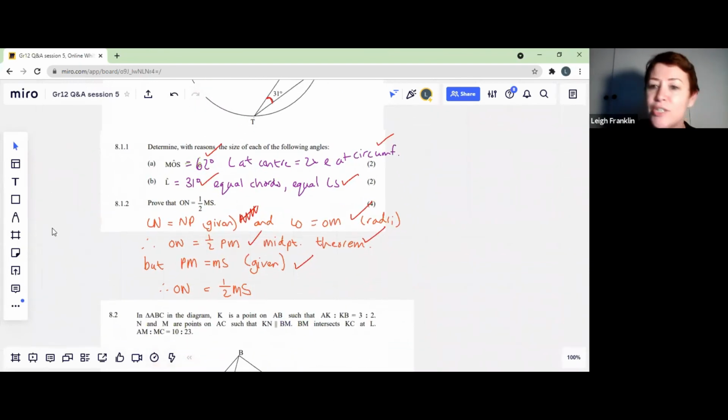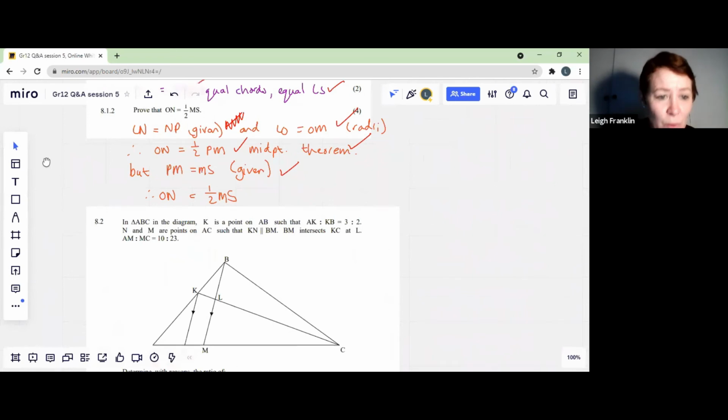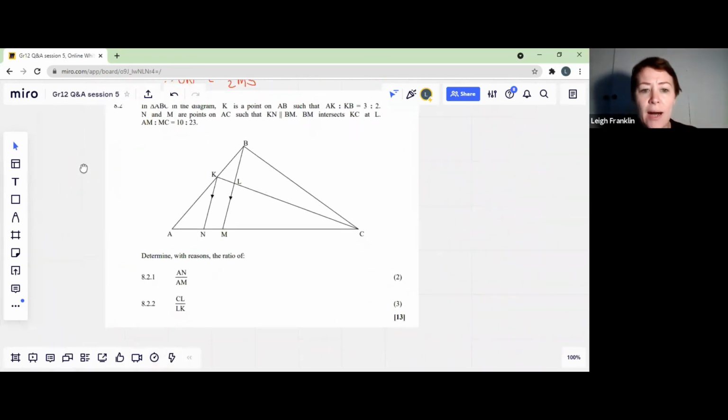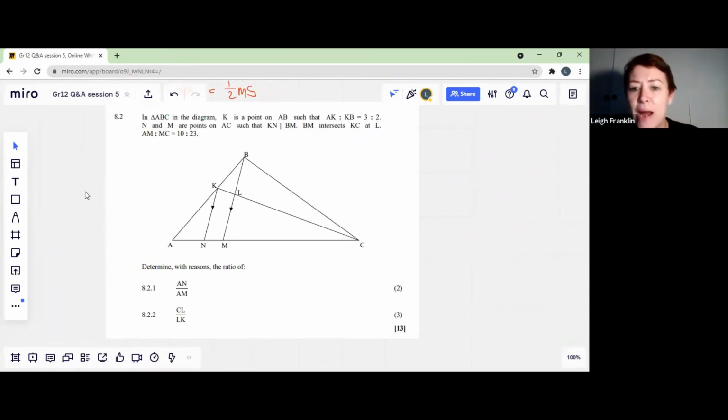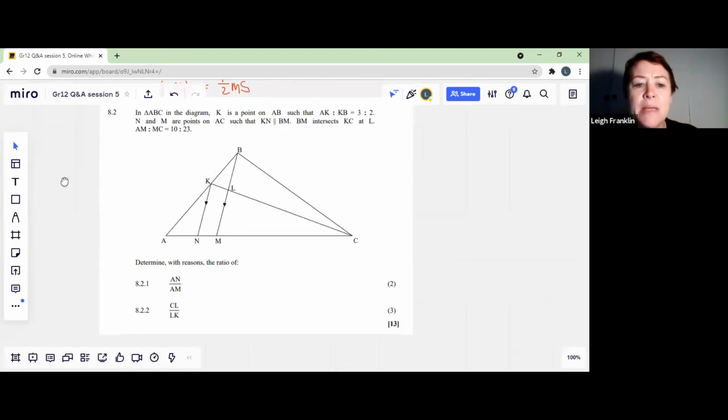Okay, well, if there's no questions, then I'm just going to jump into the next thing. This is question 8.2. And now we see the parallel lines. Okay, so now immediately when we see the parallel lines and triangles, we're starting to think about what you had said. I think it was Luyanda, that's right, proportionality intercept theorem.